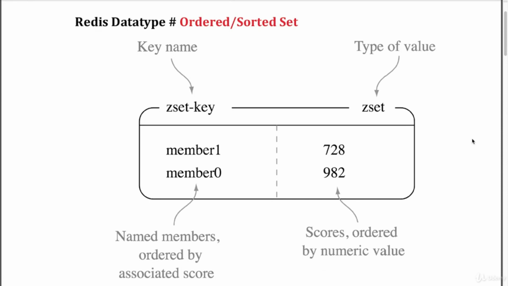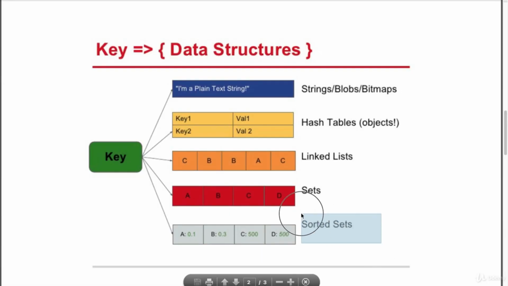Redis data type, ordered or sorted set. Ordered or sorted sets are an advanced data type of Redis. It has mostly in common with the set data type, but the difference is that the ordered or sorted set has an associated score. By the associated score, the members are ordered. The sorted set exists similarly to sets, but the difference is the score values. By these score values, the sorted sets are listed or sorted.